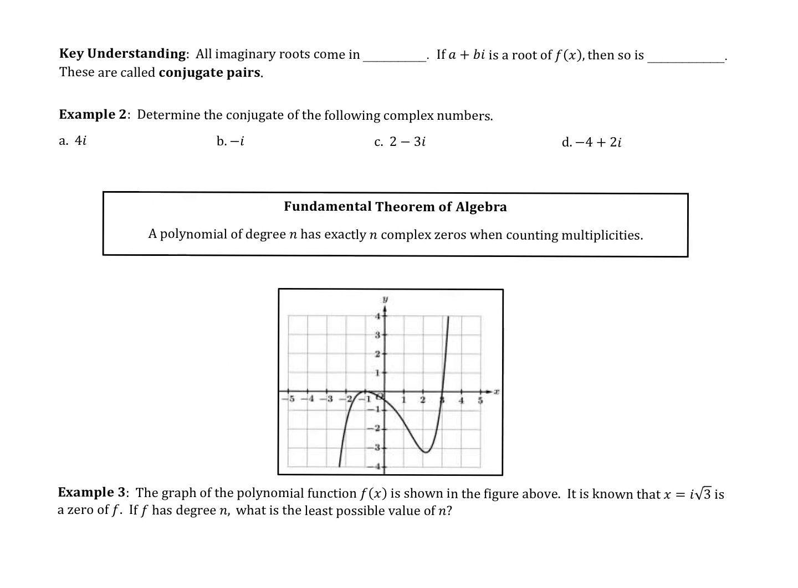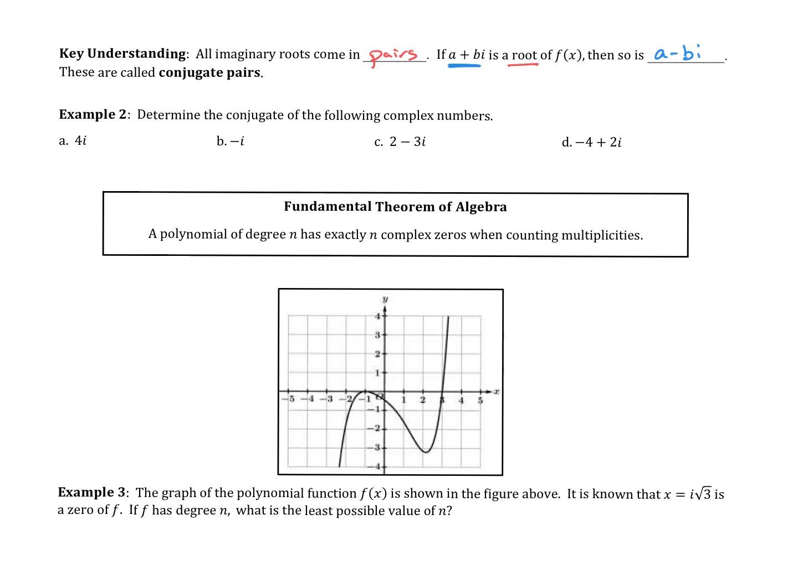Asher, keep reading. You're doing great. All imaginary roots come in pairs. They come in pairs. If a plus bi is a root of f of x, then so is a minus bi. And these are called conjugate pairs.